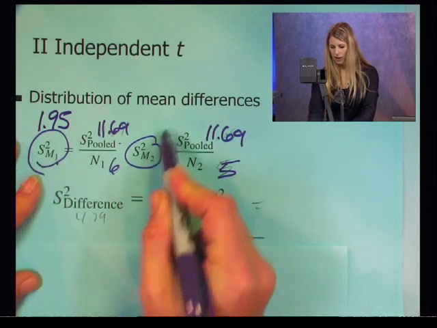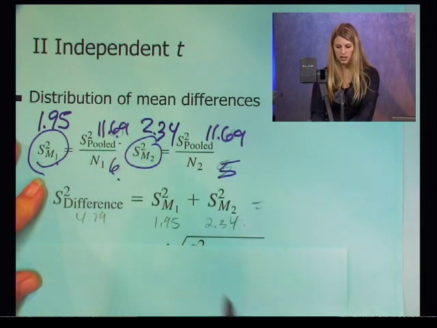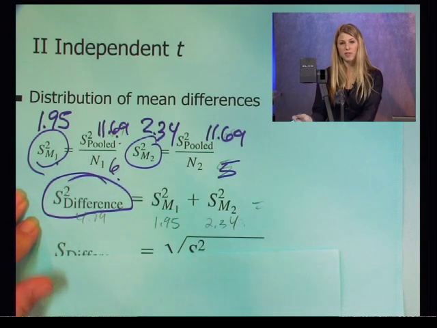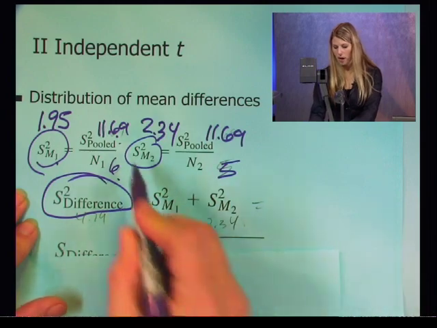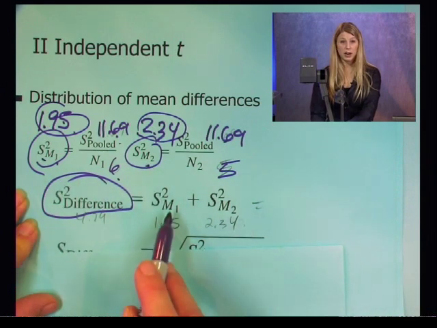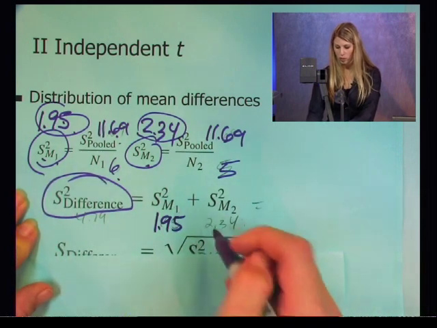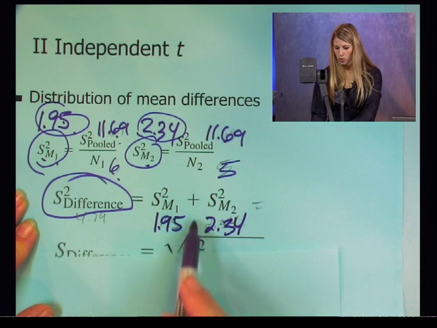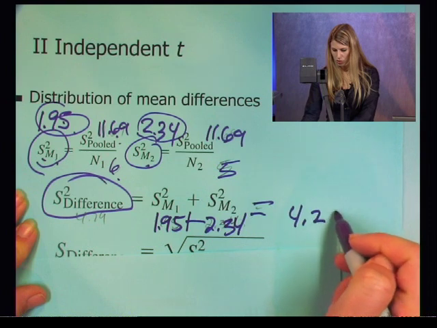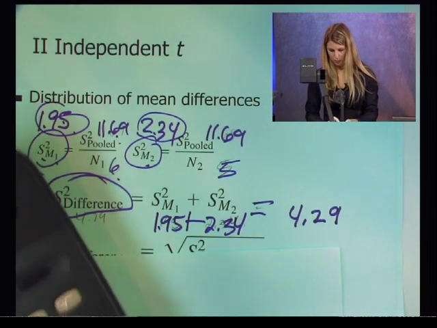Once you have that, for the first group you should have gotten 1.95. For the second group, this variance of the means should have been 2.34 if you divide this by this and this by this. Now, to get the variance of the differences of the groups, because we're looking at the differences of those means, you have to combine the two of these. So you combine the variance of the means for the first one, 1.95, plus the variance of the means for the second group, 2.34. You add those together, and you should end up with 4.29.